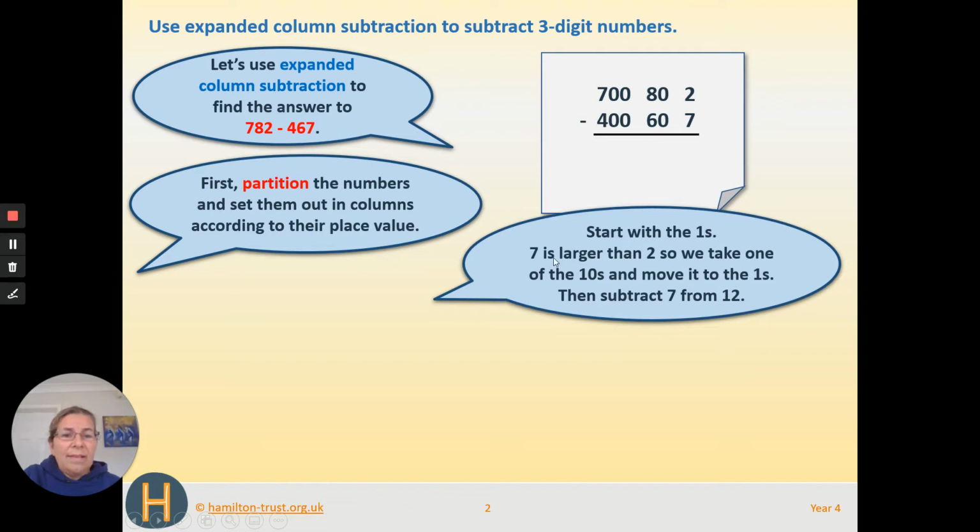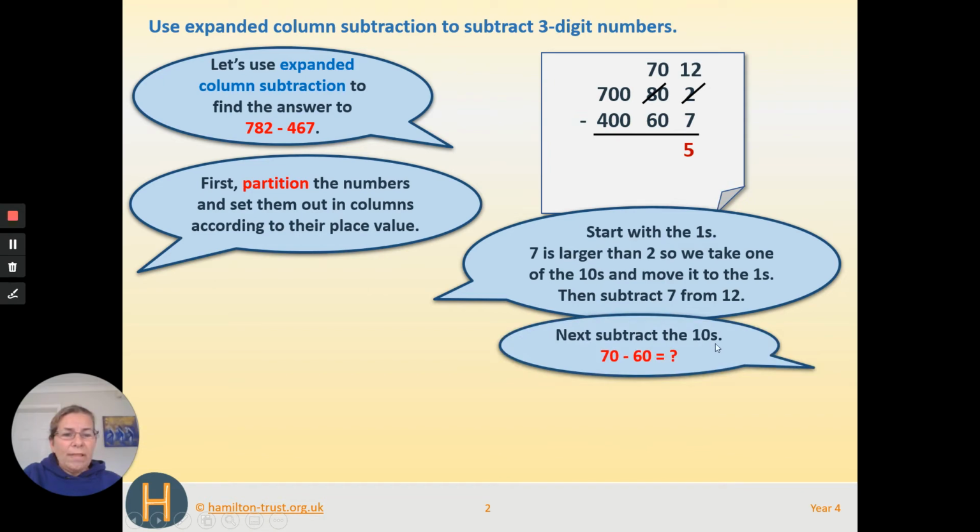Start with the ones. 7 is larger than 2, so we take one of the tens and move it to the ones. Then we subtract 7 from 12. When you take one of the tens, 80 becomes 70. You give it to the units column and 2 becomes 12. 12 take away 7 is 5. Well done.